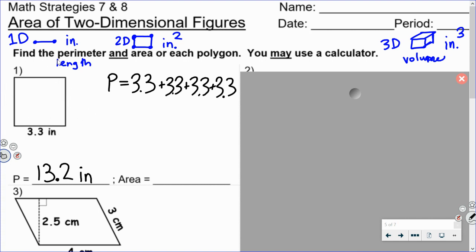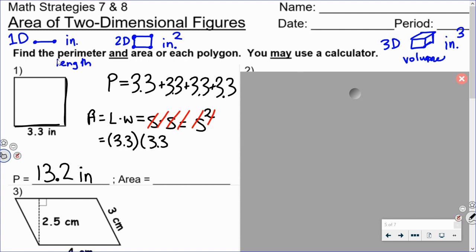Now, what if we're looking for area? Many of you will be very tempted to simply write area is equal to length times width. And that's not wrong, but please notice that a square has an equivalent length and width, which is why many people simply say side to the second power or side squared. But I know many of you are just going to latch onto the length times width, which is fine, knowing that with a length of 3 3/10 and a width of 3 3/10, we're going to multiply 3 3/10 times another 3 3/10.